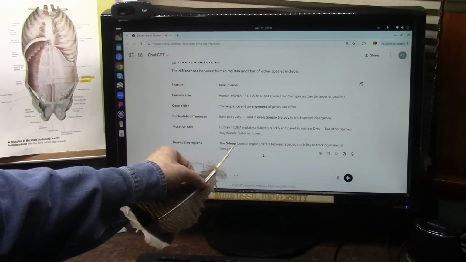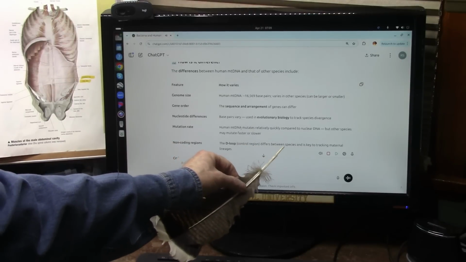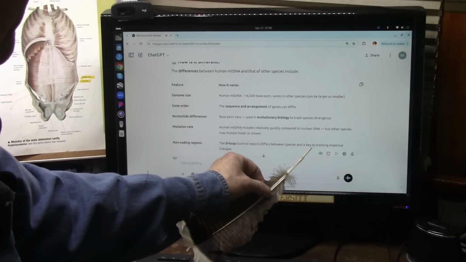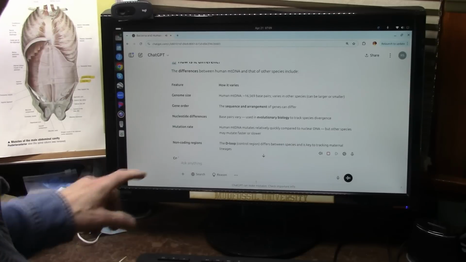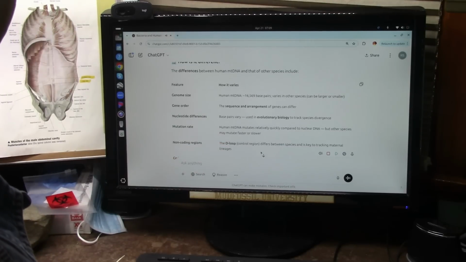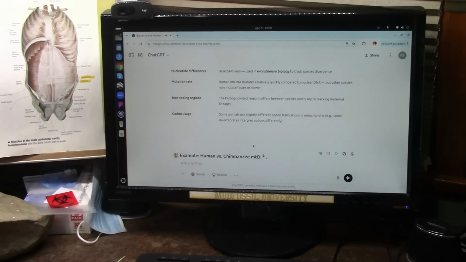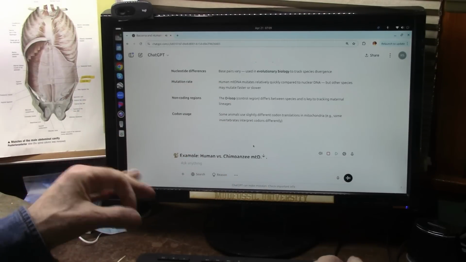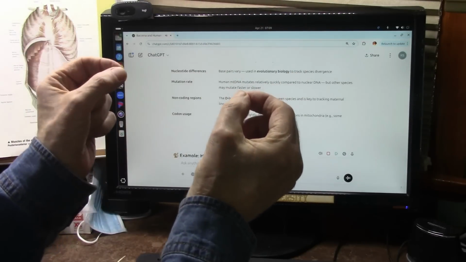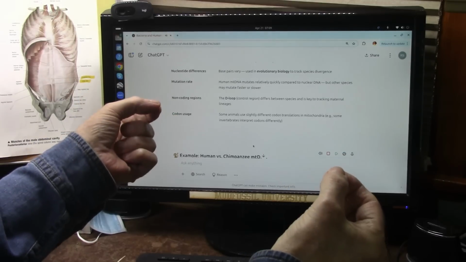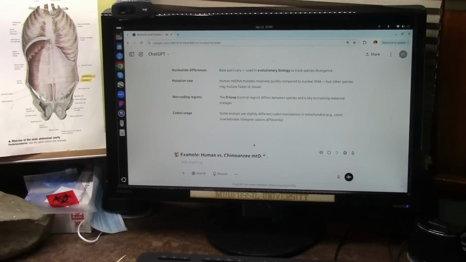The D loop, this is what we're talking about. The D loop control region differs between species and is key to tracking maternal lineages. Where did that DNA come from? The D loop is the killer. And then the codon usage, because some animals use slightly different codons. But the mitochondrial DNA, this is the mother's side only, has a couple of specific areas that indicate that it was human and what stage of human evolution it was, and mine were Homo sapiens.